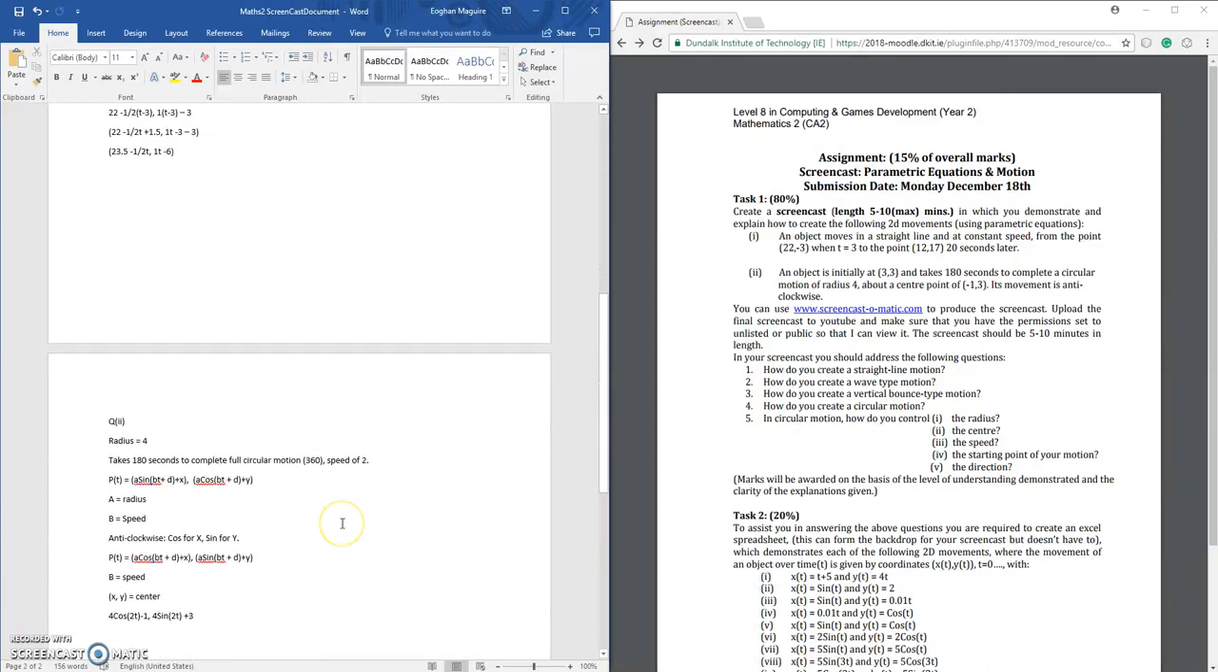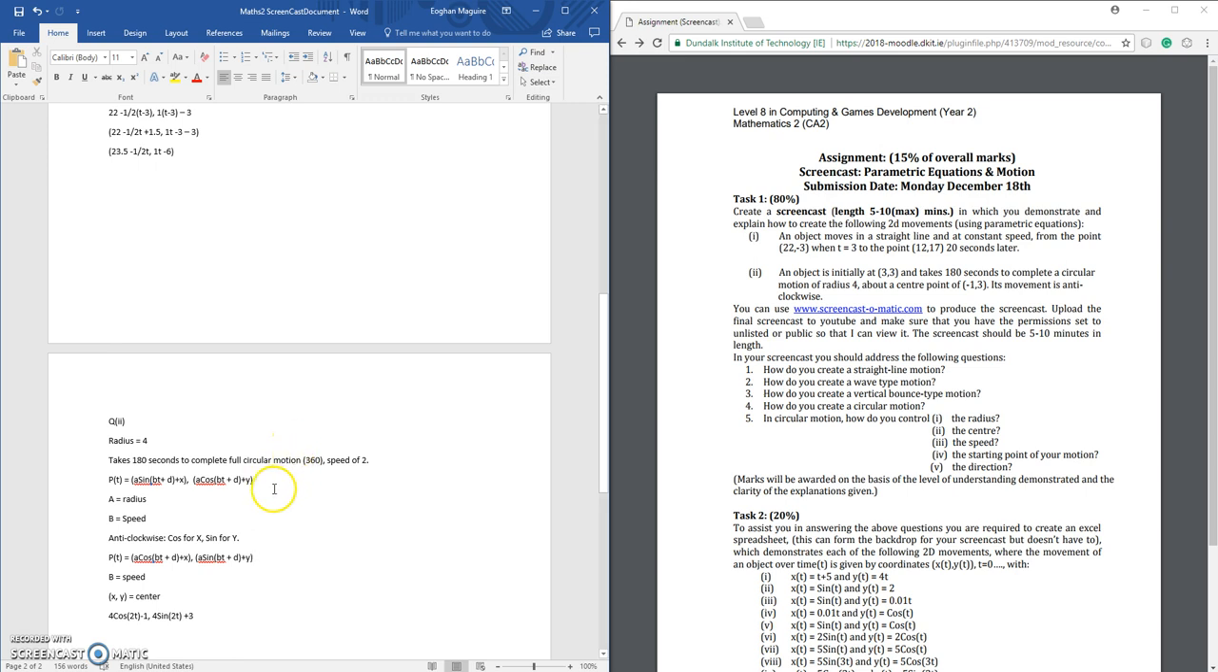The next question says an object is initially at (3, 3) and takes 180 seconds to complete a circular motion of radius 4, at a center point of (-1, 3). Its movement is anti-clockwise. So we're given the radius, so we write that down, and we want to figure out what the speed is. So it says that it takes 180 seconds to complete a full circular motion, so it takes 180 seconds to do the full 360 degrees, so we can work out that it has a speed of 2.